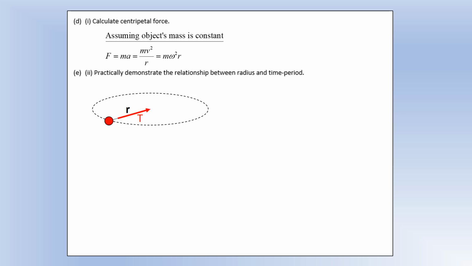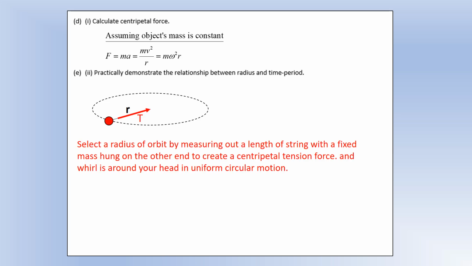You're going to create circular motion with a mass on a string, and you're going to investigate the relationship between radius and the time period. So you're going to pick a radius by measuring out a length of string, and we're going to attach a mass to the end that we're going to keep constant throughout. And we're going to put another mass on the other end of the string that's going to be creating a centripetal tension force. So again, that's going to be fixed as well.